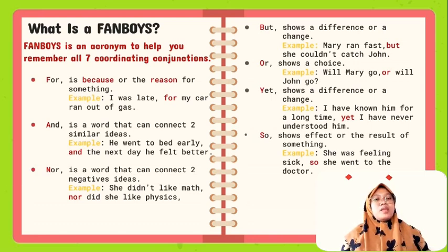Number 4, B is but. Shows a difference or a change. For example, Mary ran fast, but she could not catch John. Number 5, O is or. Shows a choice. For example, will Mary go or will John go? Number 6, Y is yet. Shows a difference or a change. For example, I have known him for a long time, yet I have never understood him.